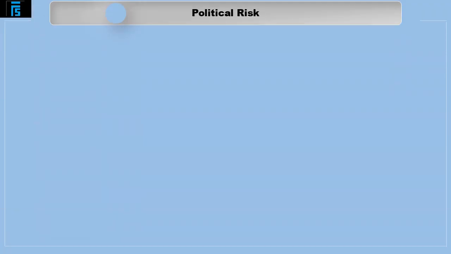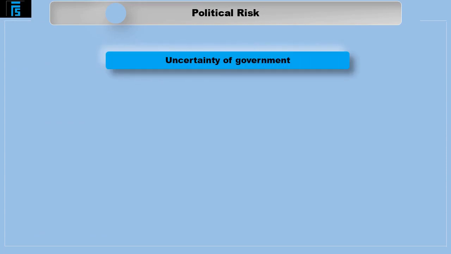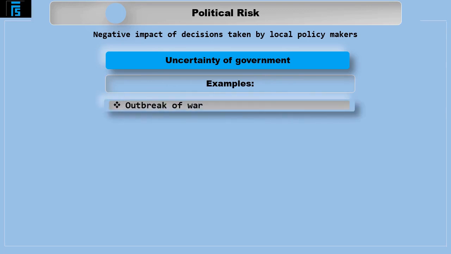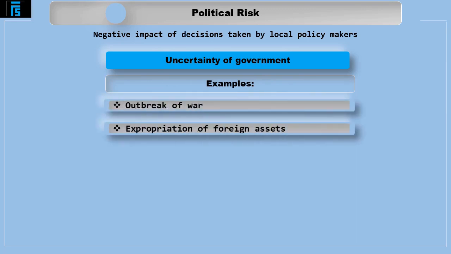Political risk is associated with the instability of government in the country where a company decides to locate a subsidiary. This risk is defined as the negative impact of decisions taken by local policymakers on the value of a company. Examples of extreme cases of political risk include the outbreak of war or the expropriation of a company's assets by a foreign government. However, the spectrum of threats to companies located in foreign countries is much broader.